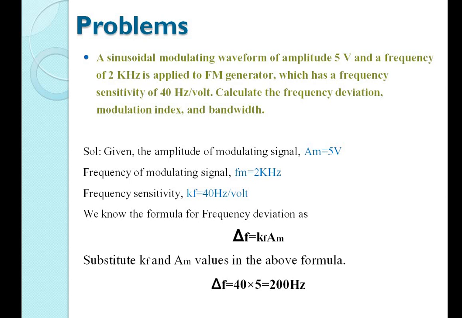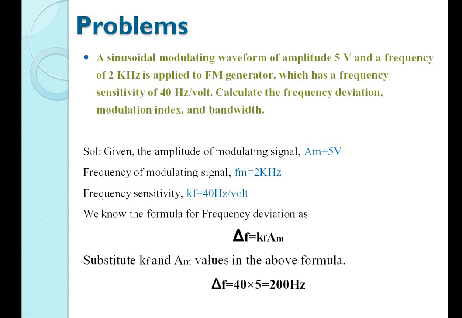So see, first I am giving the question: a sinusoidal modulating waveform whose amplitude is 5 volts and frequency is 2 kilohertz is applied to an FM modulator or FM generator, which has a frequency sensitivity of 40 hertz per volt. So what you have to calculate here? You have to calculate three things. First is the frequency deviation, next the modulation index, and then the bandwidth.